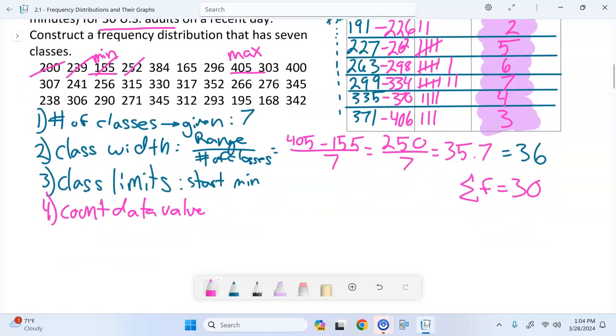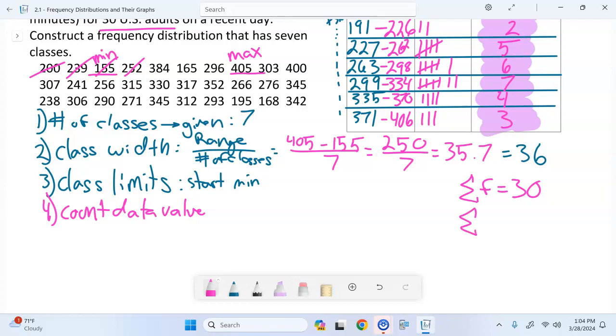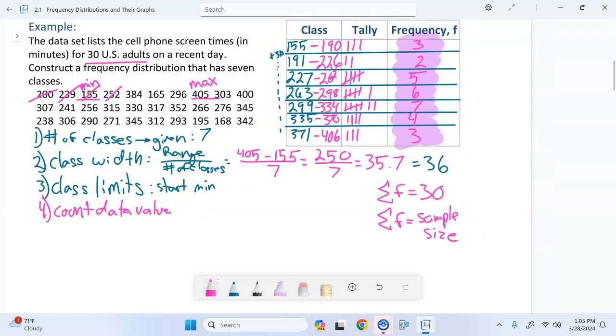The sum of your frequencies must equal your sample size. So you can use that as a kind of checksum to make sure that you didn't miss something. If you did, then you go back and retally them up.